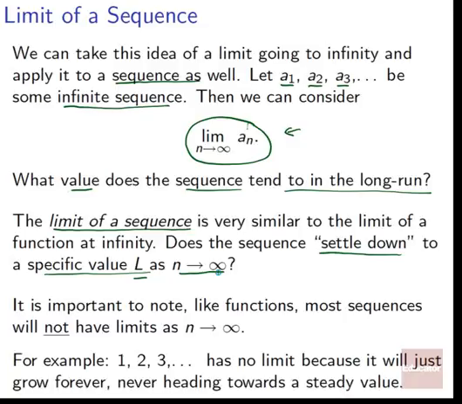Now, it's important to note, just like functions, most sequences will not have limits as n goes to infinity. For example, a really simple sequence, 1, 2, 3, 4, 5, 6, and so on, has no limit because it just grows forever. If we look at a very far out term, it will be very large. But if we look at an even farther out term, it will have continued to grow and it will be even larger. So it's not going to head towards a steady value. It's not going to stabilize and go to some specific value L. It will never settle down.